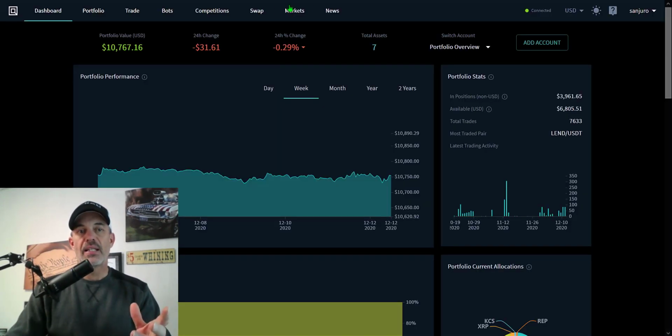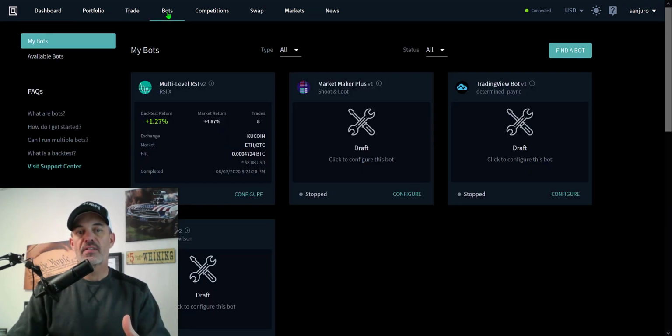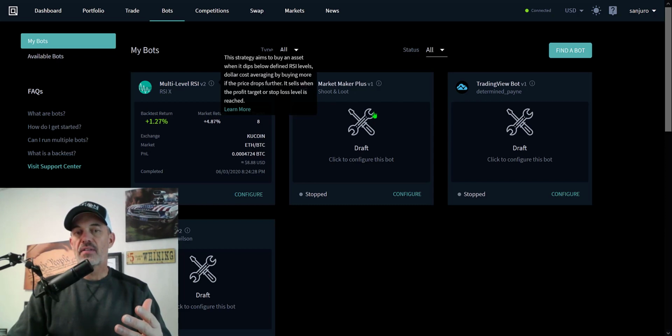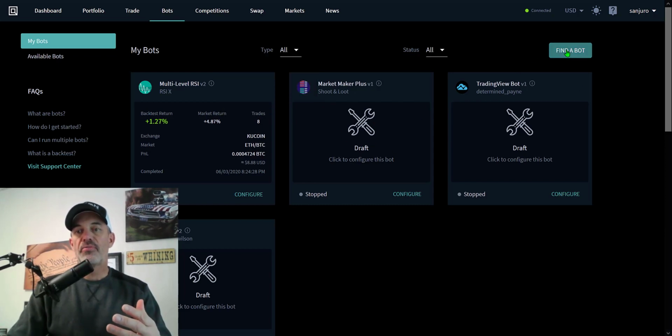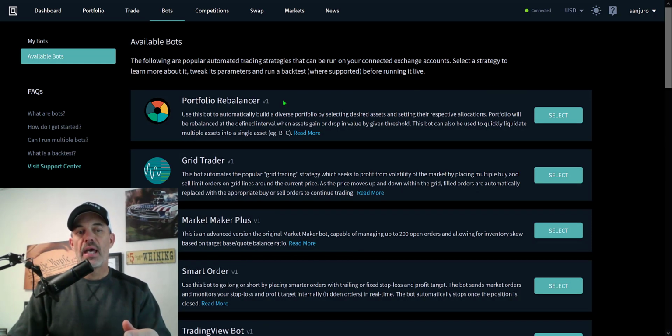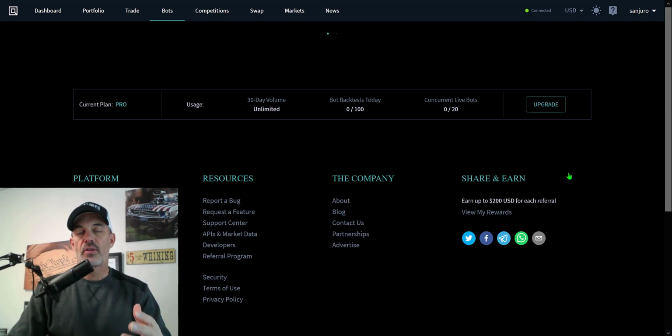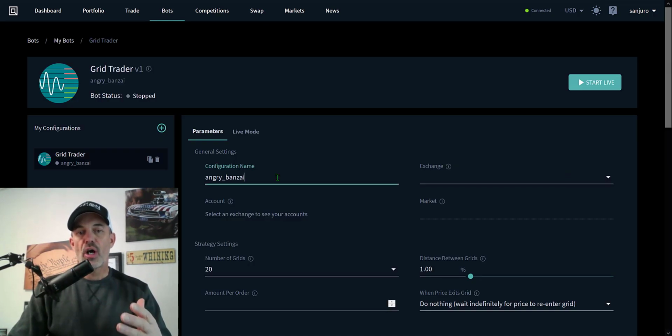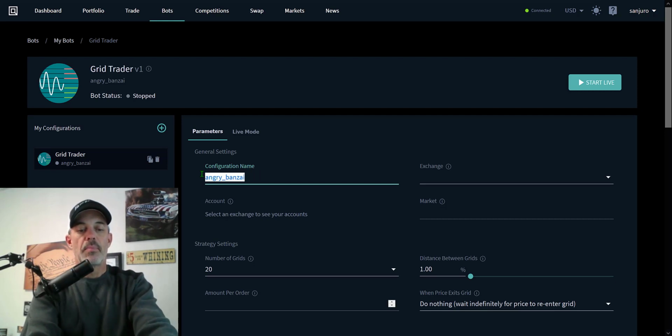So if I jump over to my dashboard, across the top tabs, you'll see bots. I simply click on bots and you'll see I've had some bots in the past. Today we want to find a new bot and we're looking for the grid trader today. So I'm going to go ahead and select the grid trader. And the first option is I actually need to name my bot, and I'm going to name it BTC Grid.